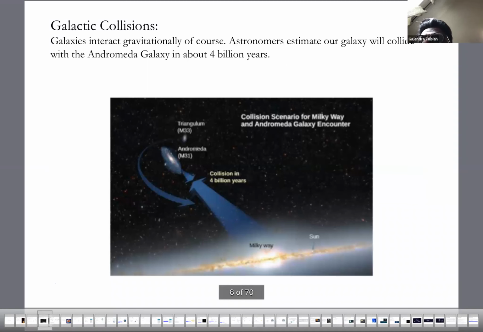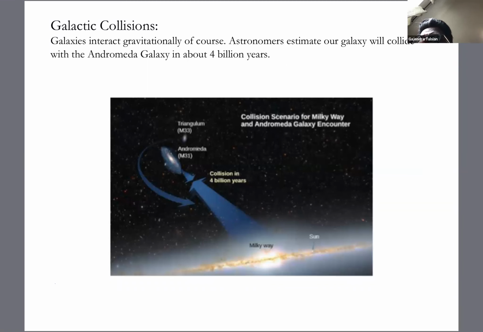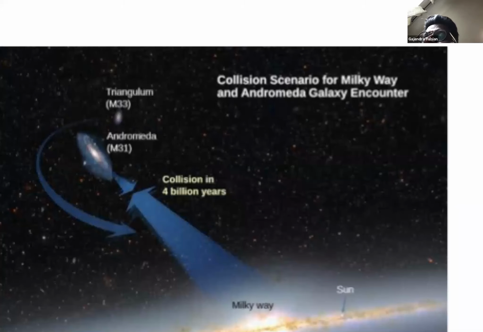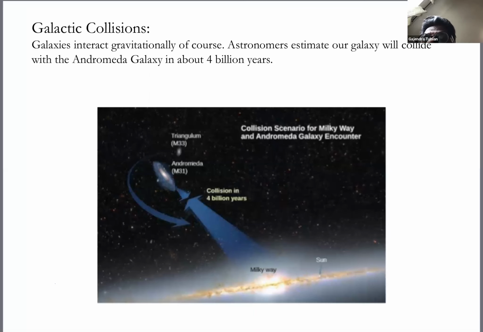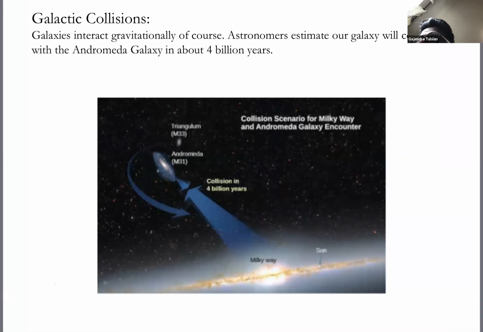We saw this slide where the Milky Way is the galaxy we live in, and our sun is somewhere over there. The galaxy is a spiral galaxy, and we are on a collision course with Andromeda, which is another spiral galaxy. This collision will happen in another 4 billion years.